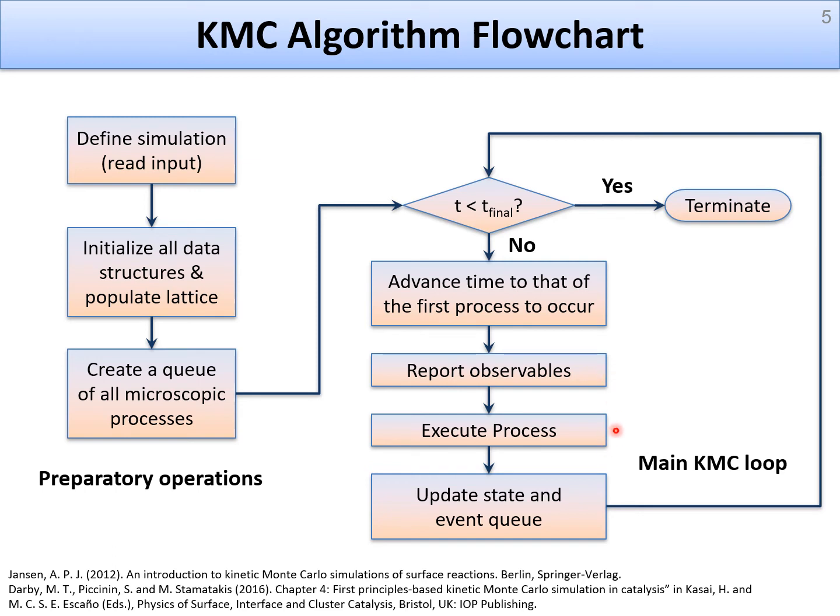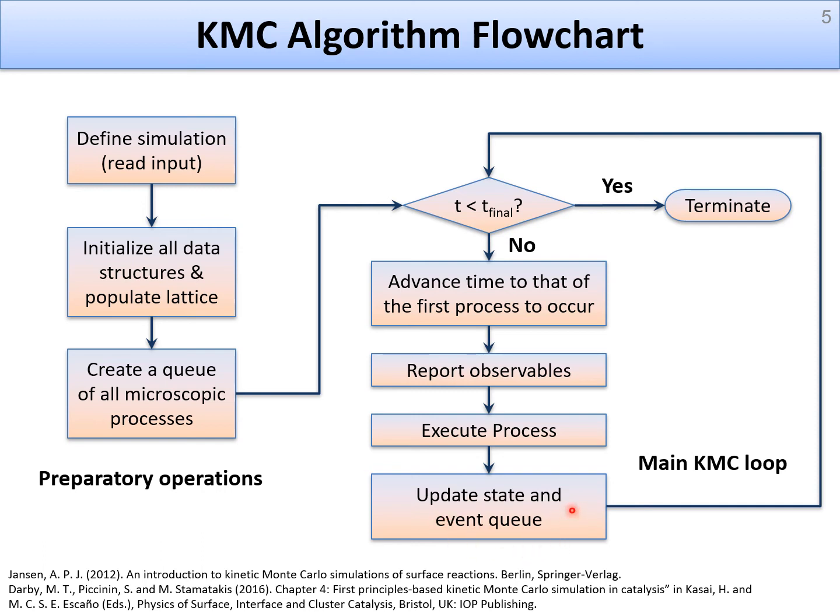Then we execute this process, the process that was decided in this first step. So we change the state of the lattice, we update the state. If it's, let's say, an adsorption process, then we would place the adsorbate on the site on which adsorption is going to happen. Then we have to update the event queue.